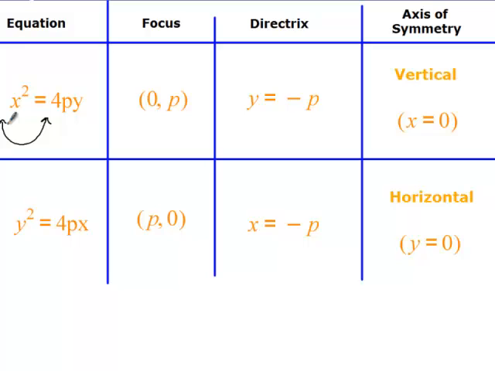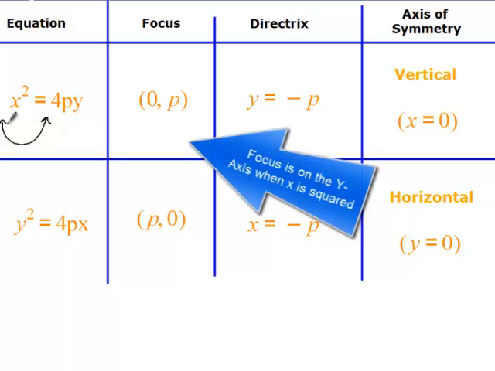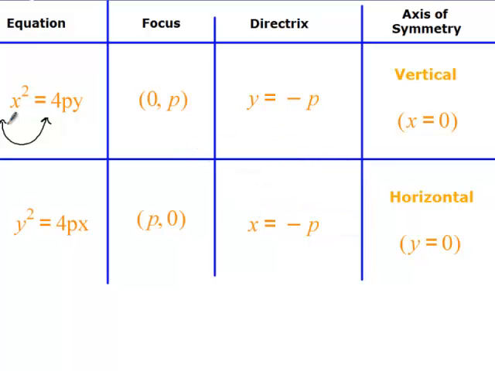Its focus is going to be at the point (0, p), because there's no k out here, so your graph is not going to be moved left or right. They're only going to be moved up and down. Is everybody okay with that? Your directrix is going to be at the line y equals negative p.